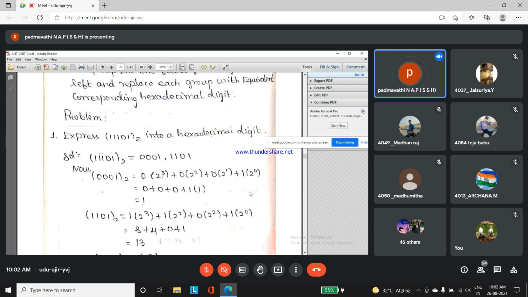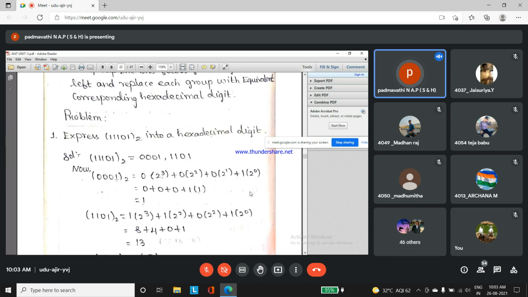So there are 5 digits given: 11101. To convert binary to hexadecimal, form groups of 4 digits. From the right, one group is 1101. Then one digit remains, so pad with zeros: 0001. That is one group, 0001 and 1101. The given number is base 2.